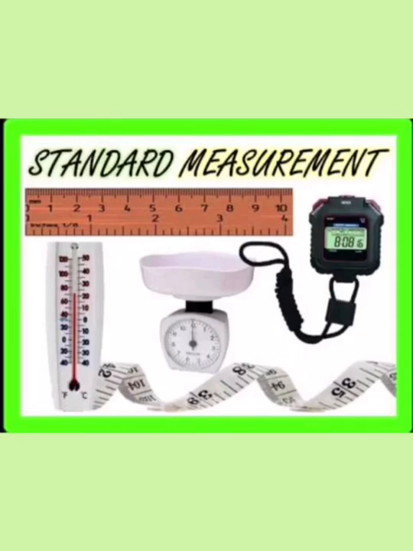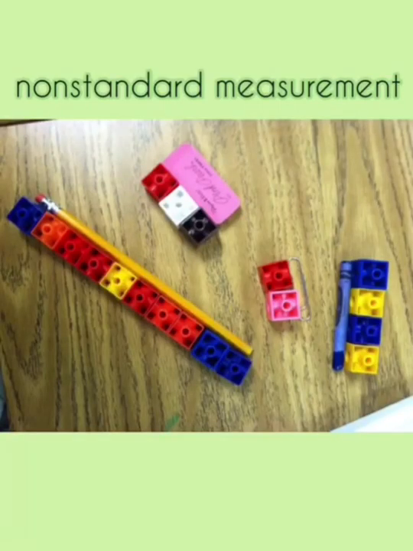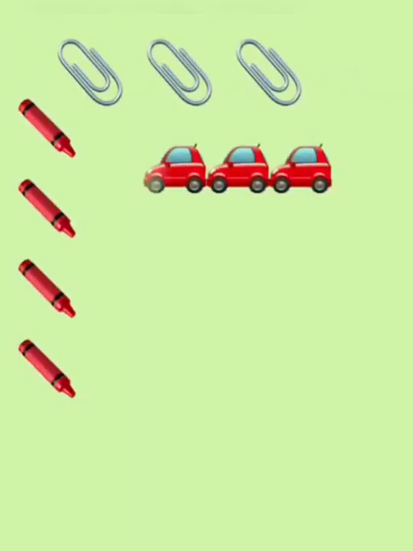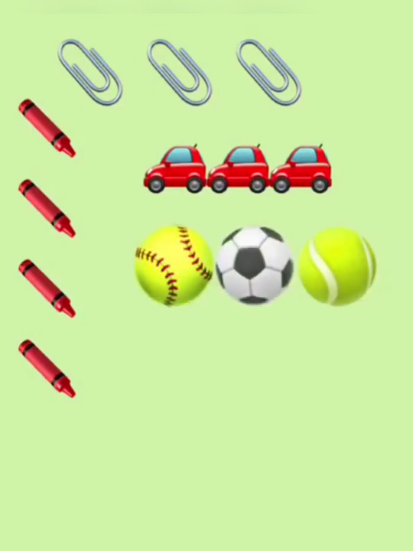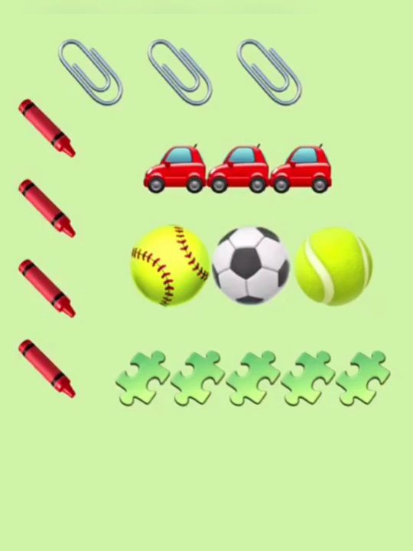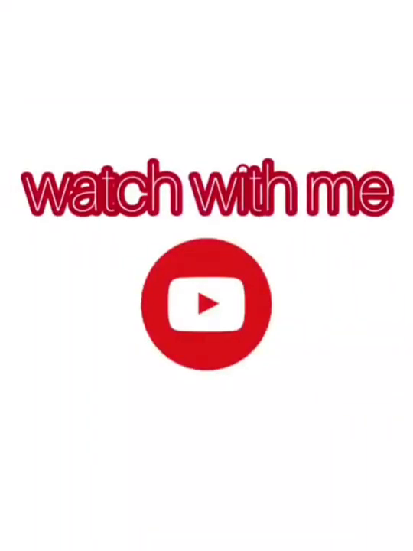But what if you don't have them? We can use the non-standard measurements like this. As you can see, we could use crayons, paper clips, toy cars, some balls, puzzles, and lots more at home. I'm sure if you go and check, you will find lots of things that you can use between your toys. Let's watch this video together.